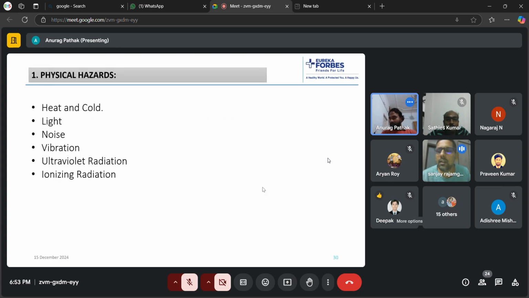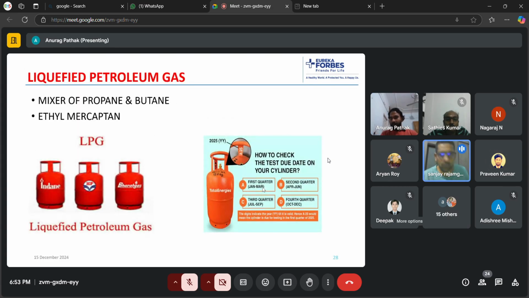Sir, I didn't get the expiry. What is the expiry time? I can understand that it is in the first quarter A, B, and C, but what is the expiry date? So till the end of the month we can use it.